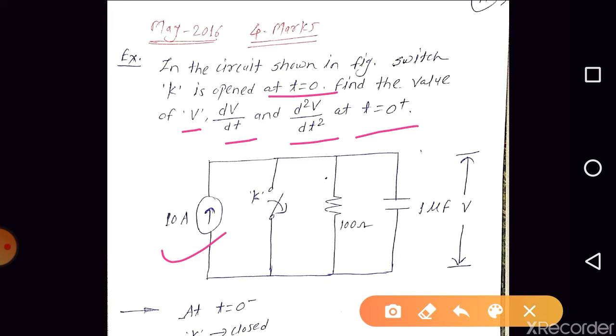The v here means this voltage they have given. So the voltage between these 2 points, that is the voltage across the capacitor and the resistor, or you can say the voltage here is v also, if here the voltage is 0 volt.